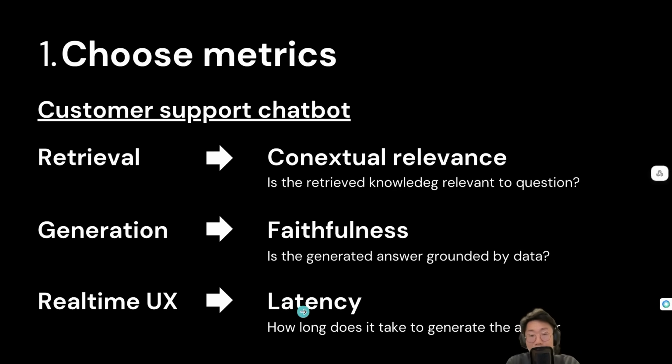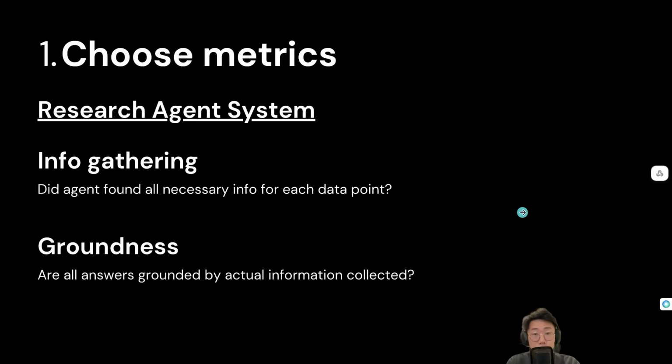Then you probably put in latency metrics as well, which is how long the whole system takes to generate a result for the query. If I'm building a research agent, I probably care about a couple of things. One, is this agent able to do as much research as possible to gather all the relevant information? And second is whether the final report generated is actually grounded in the information collected.